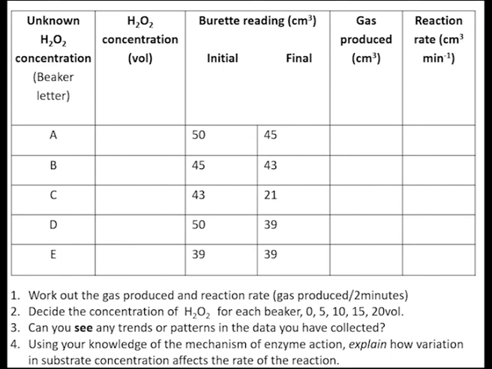Once you've got that, then I want you to see if you can work out what hydrogen peroxide concentration was used for each beaker. So let's say the beakers weren't labelled and we need to try and find out what they were. Well, try and use the data to work out what that hydrogen peroxide concentration is. And then see, once you've put that in, what is the trend in our data? So as you increase hydrogen peroxide concentration, how does that then affect the gas that's being produced?